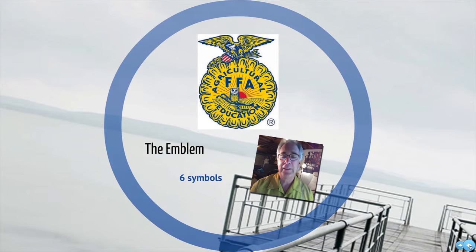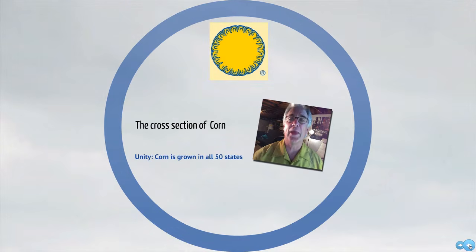But anyway, the emblem has 6 very distinctive symbols, and I'd like to show it to you right now. The first one we have is the cross-section of the ear of corn, and it represents unity. They chose corn as that symbol of unity because it's grown in all 50 states. Yeah, I know what you're thinking.